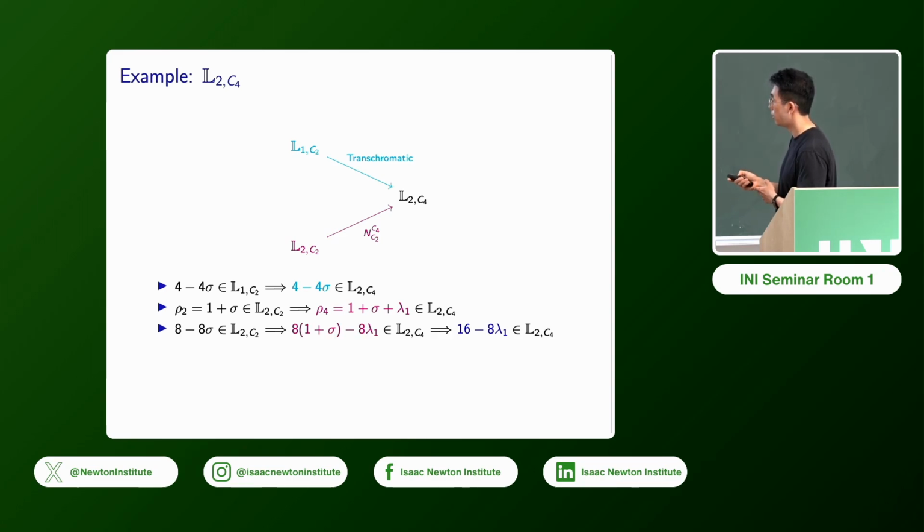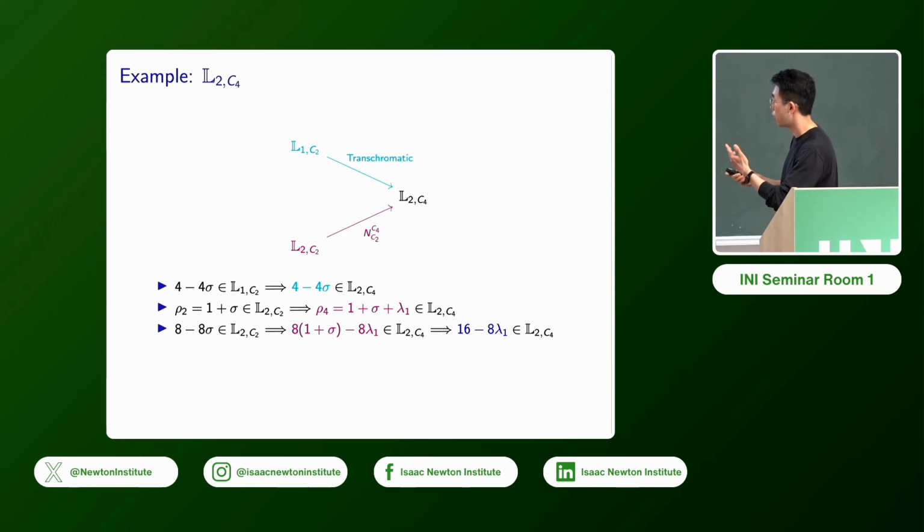There's also another one, the 8 minus 8 sigma here. I norm it up, and this is what I get. Okay. Now, this one might look a little messy, but what I can do is combine this 4 minus 4 sigma with this one. I can try to cancel out the sigma. I can combine it, and this is what I get, the 16 minus 8 lambda 1.